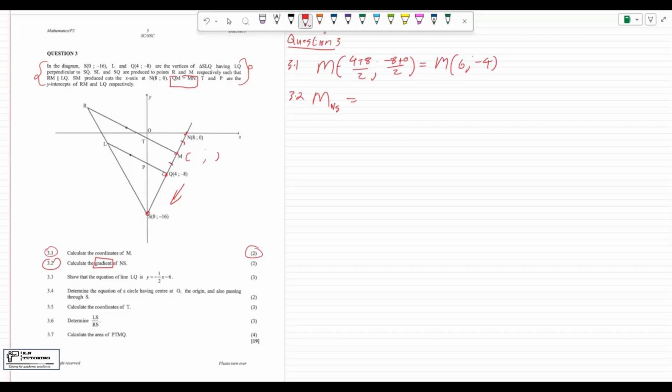So we're going to have change in Y. So it's going to be minus 16. Let me see. 0 minus 16. So it's 0 plus 16 over 8 minus 0. 16 divided by 8, it's 2. So that's 2 marks there.